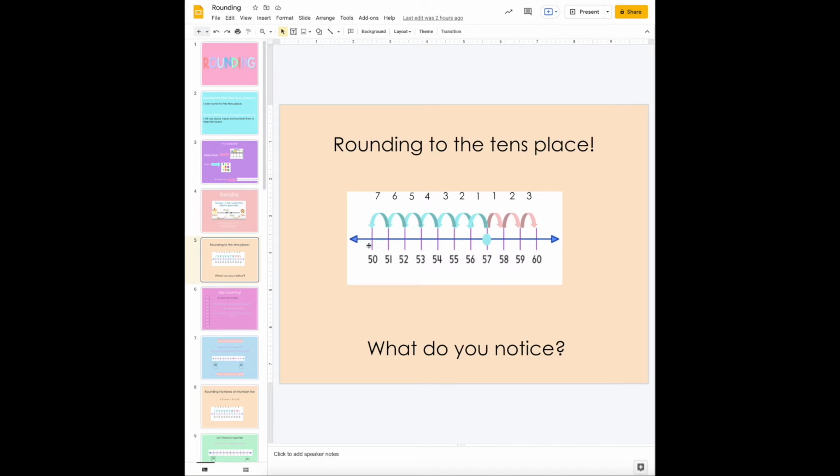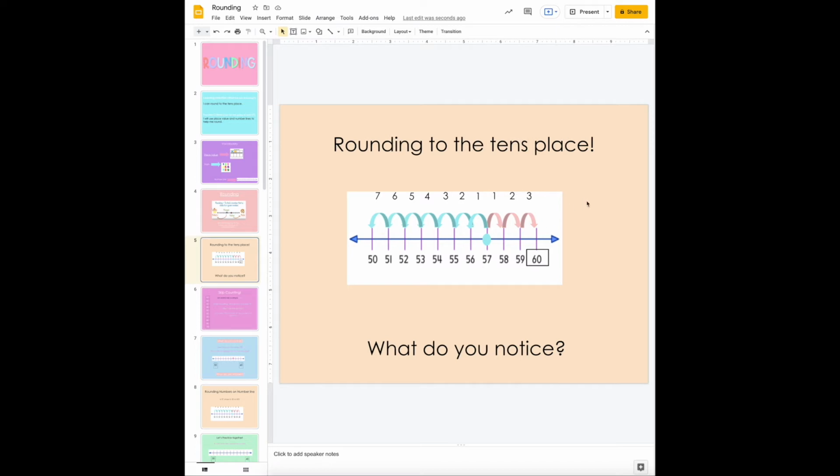Okay, let's see if we can beat it going to 60. I start at 57 and jump 1, 2, 3 times. So 57 is only 3 spots away from 60. Would it be easier to jump 3 times or to jump all the way to 7? The least amount of jumps is 3, so I know that 57 is closest to 60. So what does 57 round to? It rounds to 60.